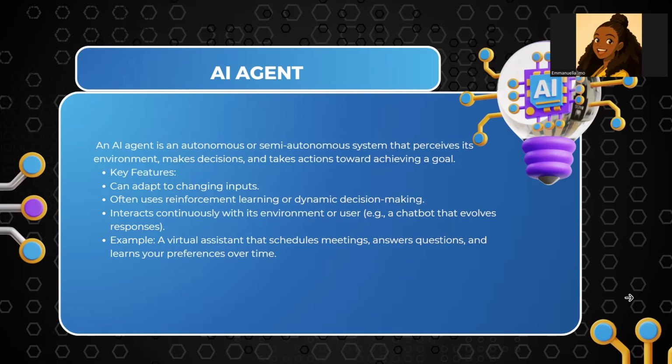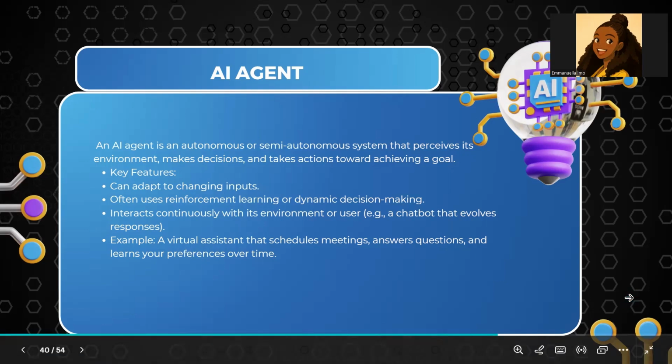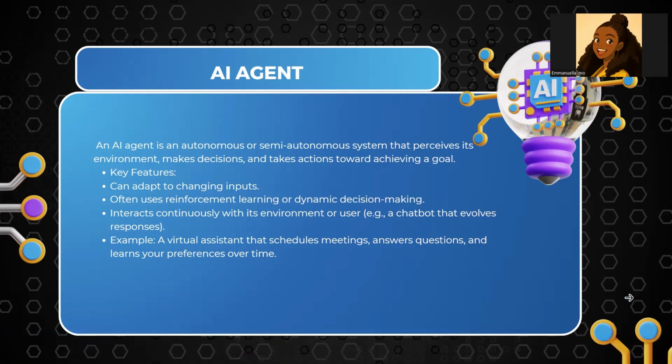It often uses reinforcement. It's like a self-adapting system and makes decisions on its own, interacts continuously with its environment, for example, like a chatbot that evolves with the rest based off on the responses and input it's getting. And so an example of an AI agent would be a virtual assistant that schedules meetings, answers questions, and learns your preferences over time.